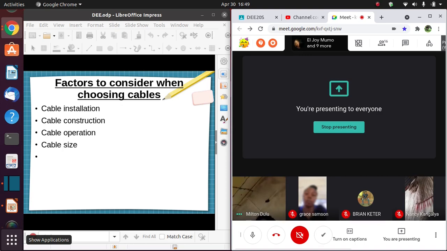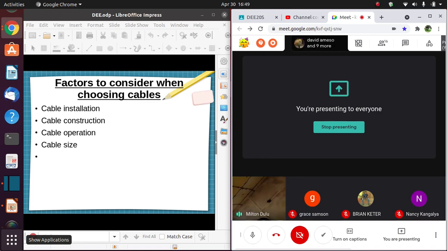The conductors, the arrangement of the conductors. Kuna ile ambayo ni single core, kuna ile ambayo ni 3 core for single phase and 3 phase transmission. The arrangement of that cable. So there are so many things you have to consider when it comes to the construction of cable, but all this is dependent on the type of cable that you're using.